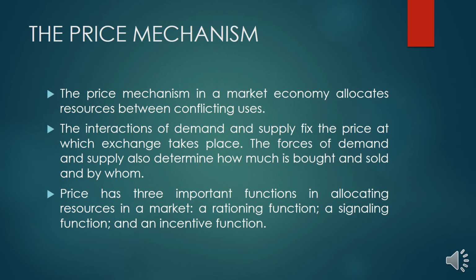users. The interaction of demand and supply fixes the price. That is called the price mechanism. Market forces will determine the price of the product. So the interaction of demand and supply fixes the price at which exchanges take place. The forces of demand and supply also determine how much is bought and sold, and by whom. So that is called the price mechanism. That is the definition of price mechanism.